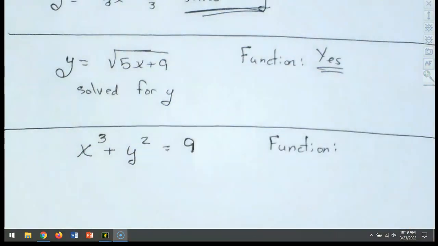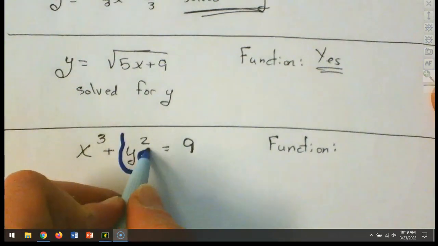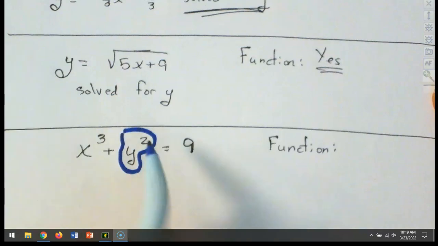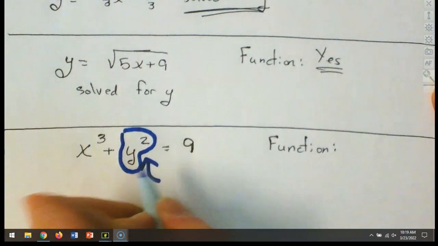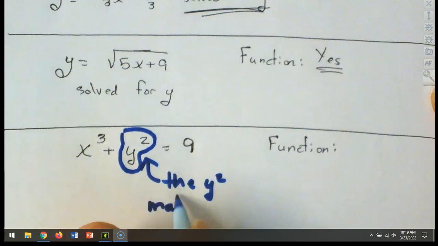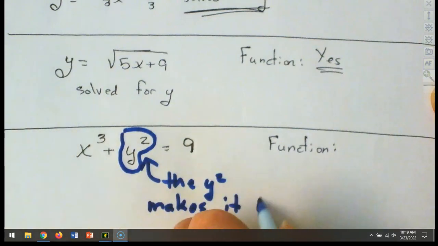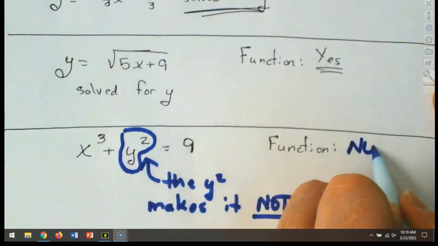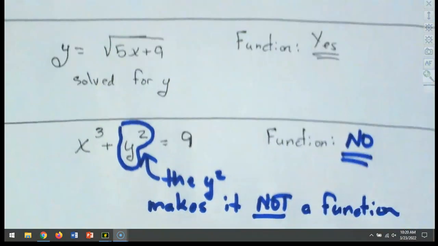Is this one going to be a function? Yes or no? It's not a function. Why is this one not a function? Right? Yeah. We can't solve it for y, right? We cannot solve it for y. Why not? Because we got that y squared. The y squared is what makes it not a function. So in this case, this one would not be a function.